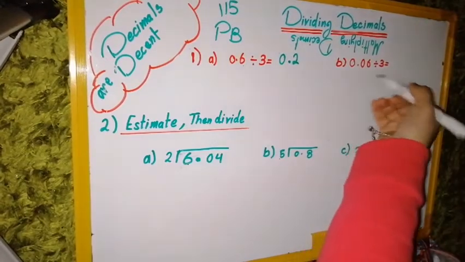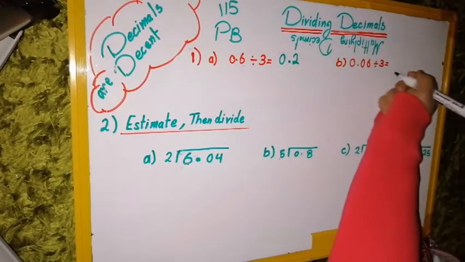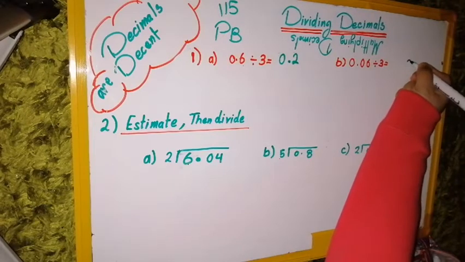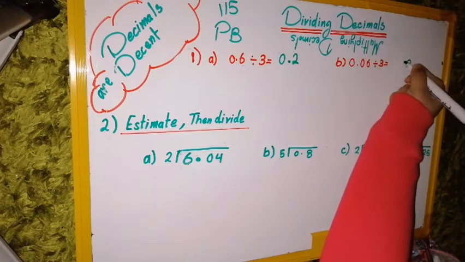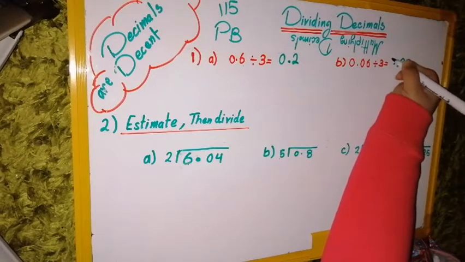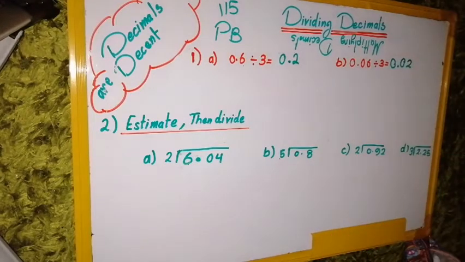Now let's see the next, B. I have 6 divided by 3 also. It's going to be 2, but remember here I have a different place. It's in the hundredths place, so I'm going to put it in its place.